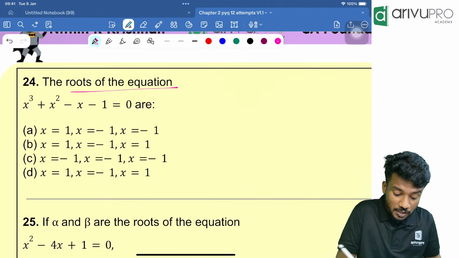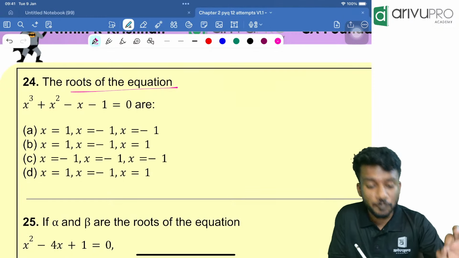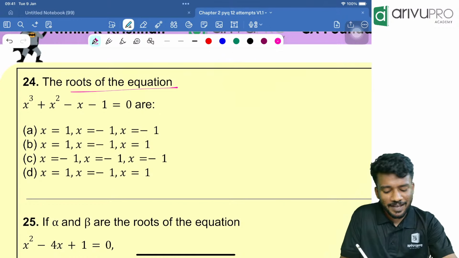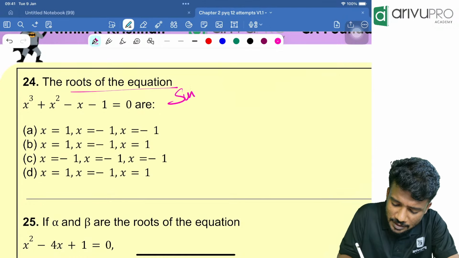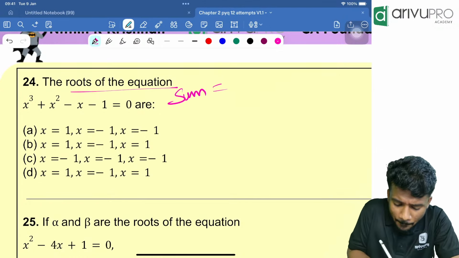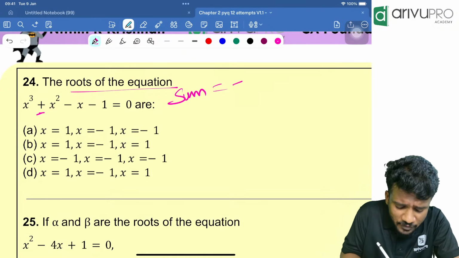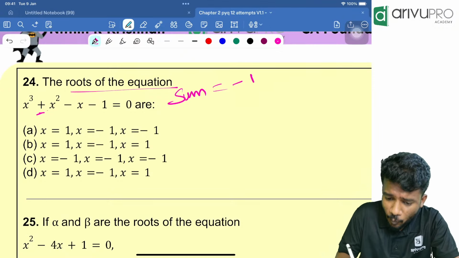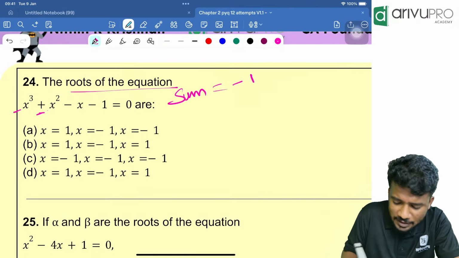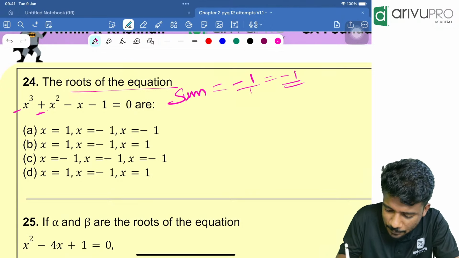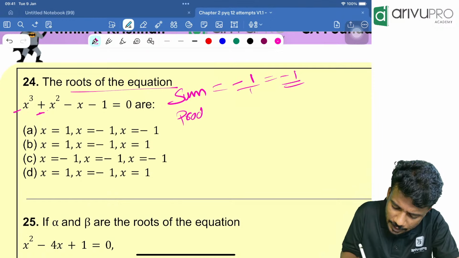Next, another question based on cubic equations. x cube plus x square minus x minus 1 is equal to 0. Then the values of x are how much? First find the sum for me. Sum is how much? Minus of the coefficient of x square, that is minus of 1, divided by the coefficient of x cube, that is 1, that is minus 1. Now, product is how much?